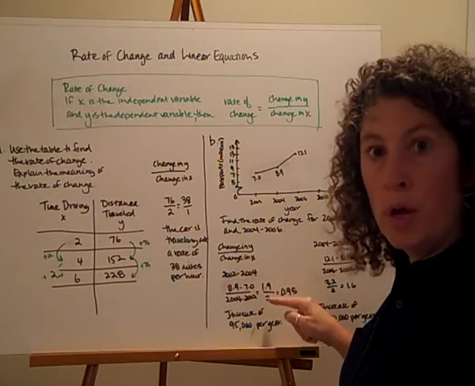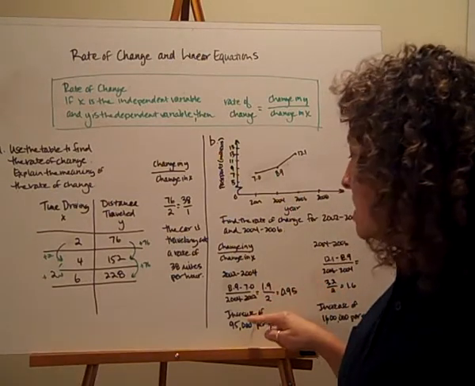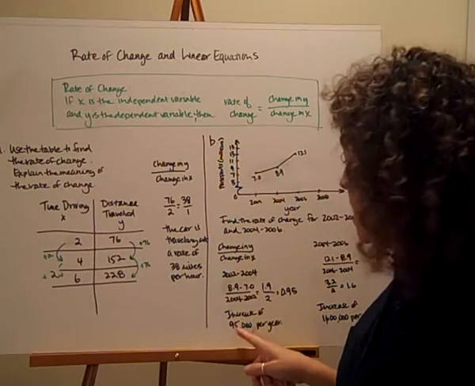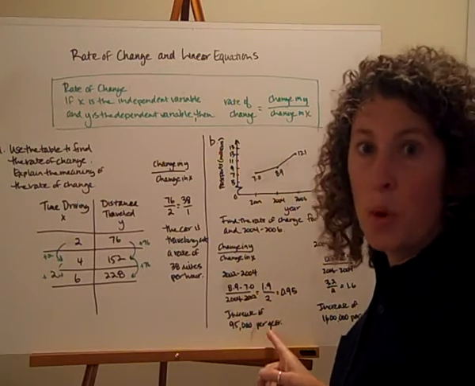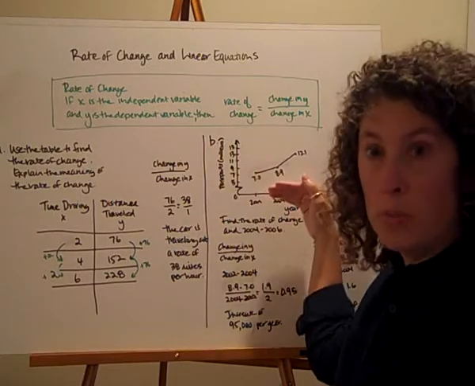So we come up with 1.9 over 2. Simplify that to 95 hundredths. What does that mean? It means there's been an increase of 95,000 passports per year. So again, it's passports per year, our dependent over our independent.